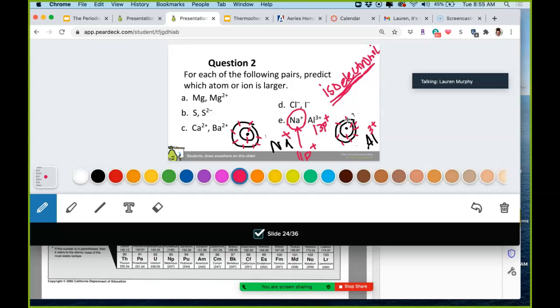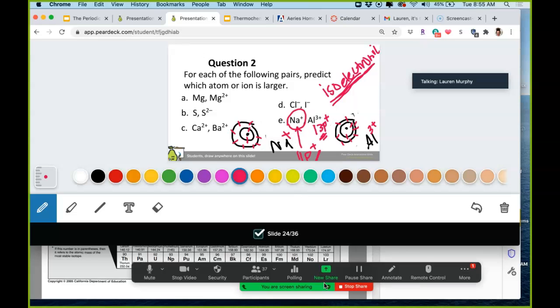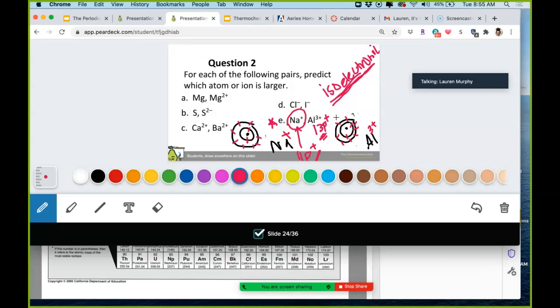The electrons become attracted to the nucleus. And so aluminum would be smaller because it has a higher effective nuclear charge, and it has a higher effective nuclear charge because it has more protons in its nucleus. So yes, they have the same number of electrons. Yes, they have the same number of rings of electrons, but they differ in the number of protons, which is what makes sodium larger. Sodium cation is larger. Good job. So this was like a challenge one.